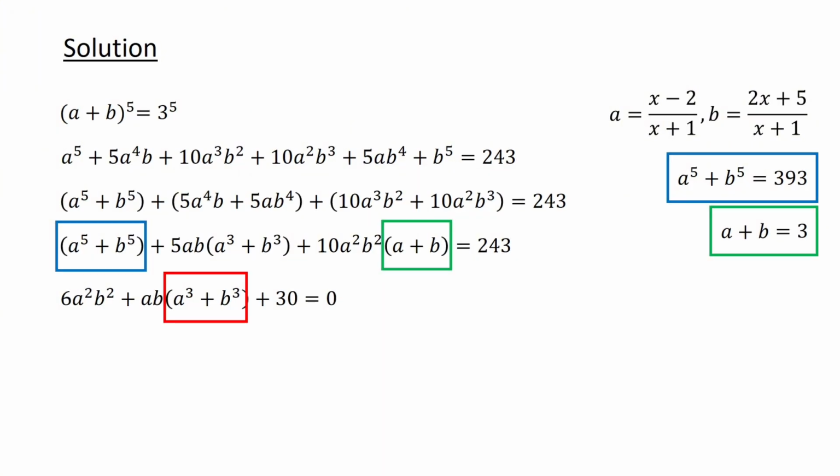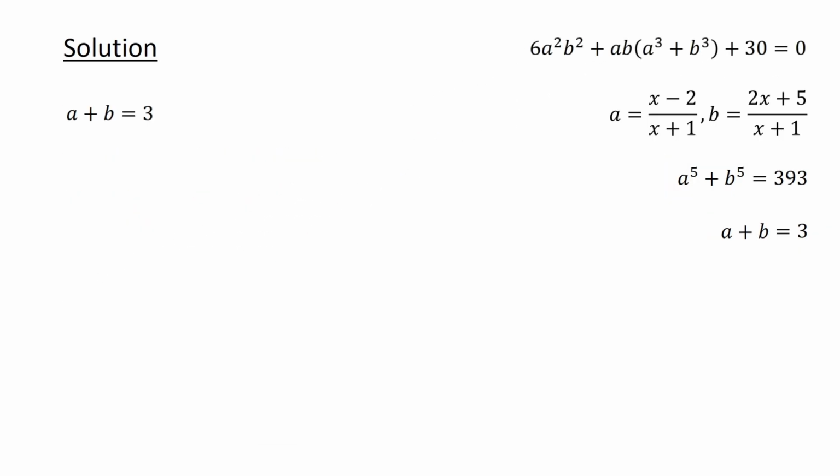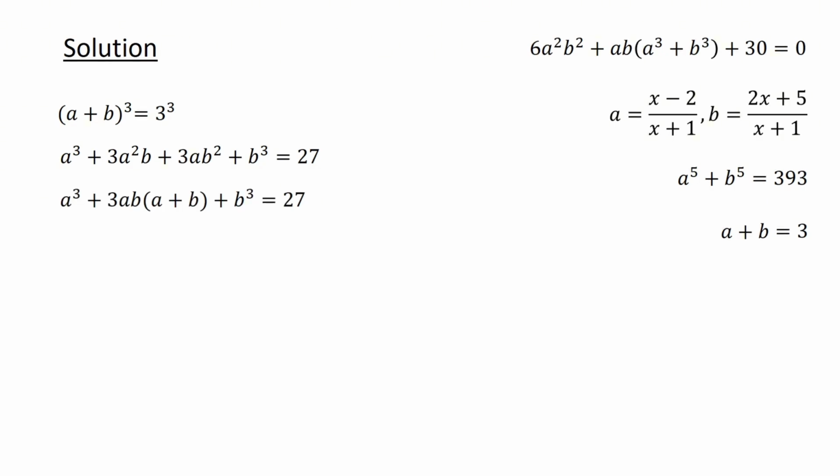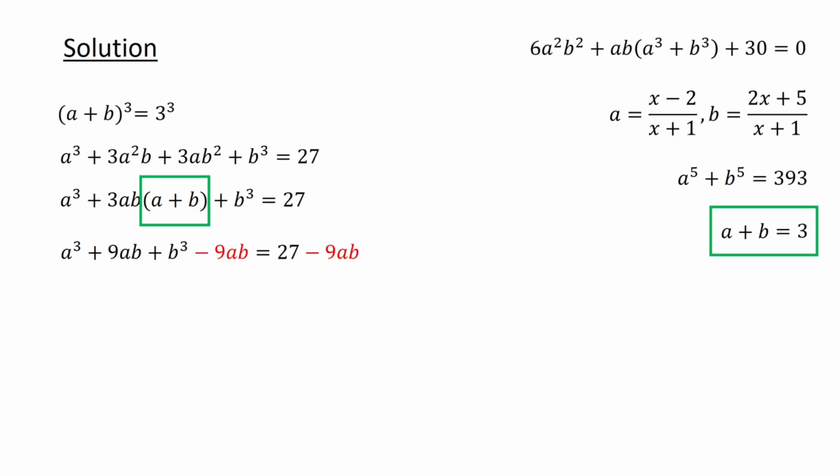Before we can proceed, we need to evaluate a cubed plus b cubed. To do that, we again work with a plus b equals 3. Cubing both sides of the equation, we obtain a cubed plus 3a squared b plus 3ab squared plus b cubed equals 27. After factoring out 3ab from the terms 3a squared b plus 3ab squared, we substitute a plus b equals 3 into the equation to obtain a cubed plus 9ab plus b cubed equals 27. Subtracting 9ab from both sides of the equation then gives us a cubed plus b cubed equals 27 minus 9ab.